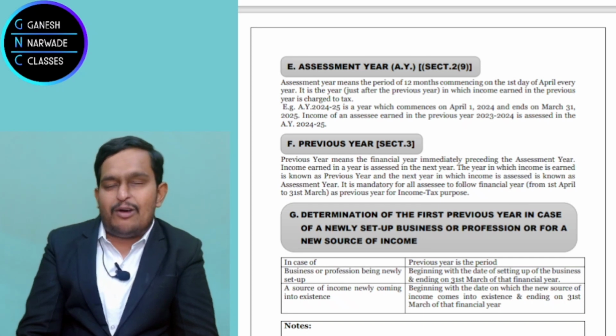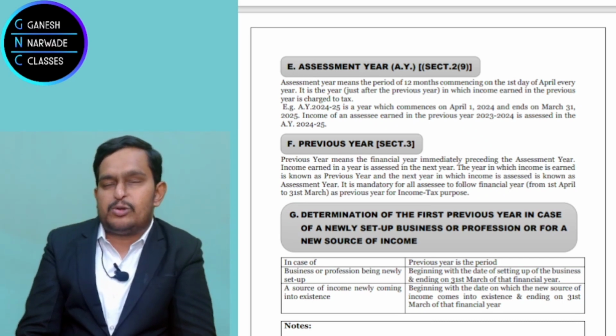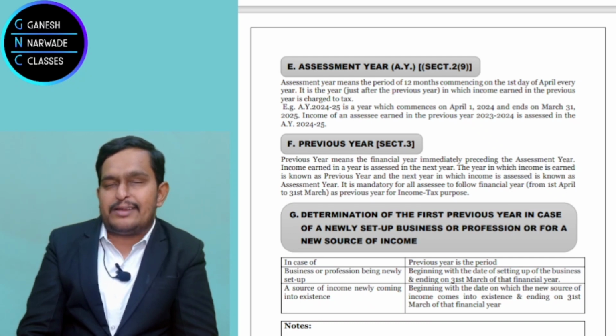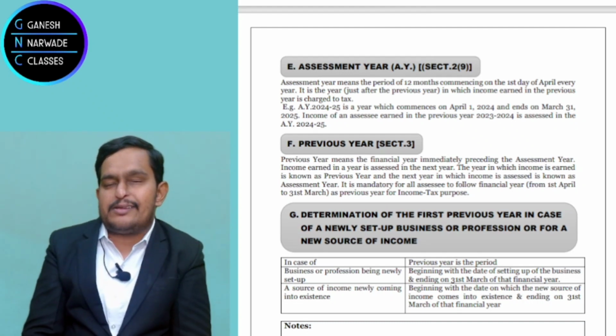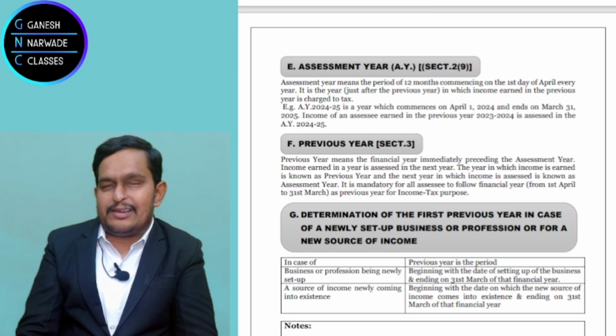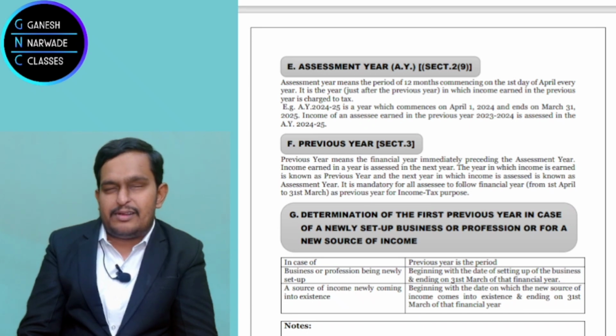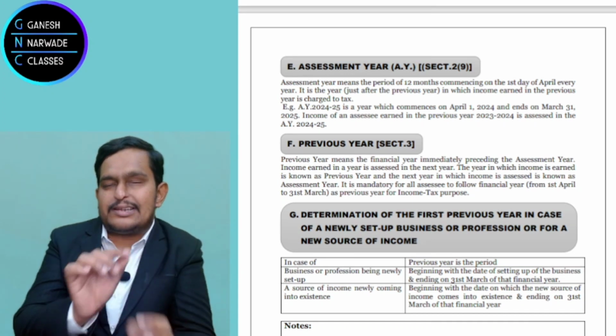Okay, very good. Now I'll tell you one important thing. Suppose your previous year is 23-24. So you will say 1st April 2023 to 31st March 2024 is the previous year. But we also need to determine, if you are starting a new business, what is your previous year? Suppose you started a new source of income, what is your previous year? Question comes, correct? So the answer to both the questions is the same. Generally previous year is from 1st April to 31st March of next year.